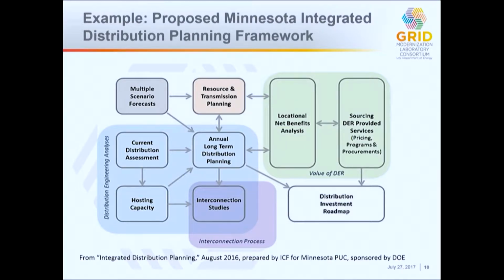This is a slide that we borrowed from a process in Minnesota. In the box over in the left bottom, you see the distribution planning. And you have the current distribution assessment, which is what we've been doing for the last 100 years. And you see the new studies that are more and more being done, the hosting capacity. But there's this annual long-term distribution planning box that we've highlighted there that has arrows going up to the resource planning and the transmission planning.